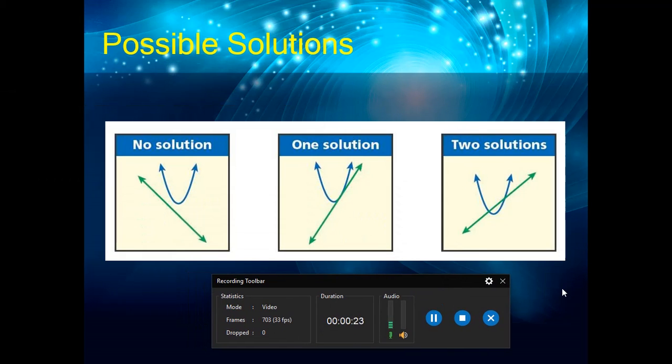When we graph a quadratic linear system, we have 3 possible solutions. The first is that the quadratic equation and the linear equation do not intersect at all. Another possible solution is that they do intersect, but they have one point in common, or they intersect and have 2 points in common. So we're looking for one of these 3 options when we solve our quadratic linear system.